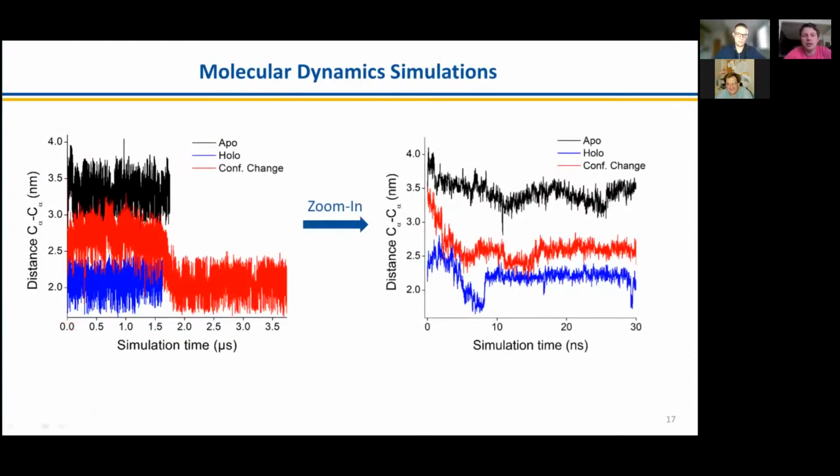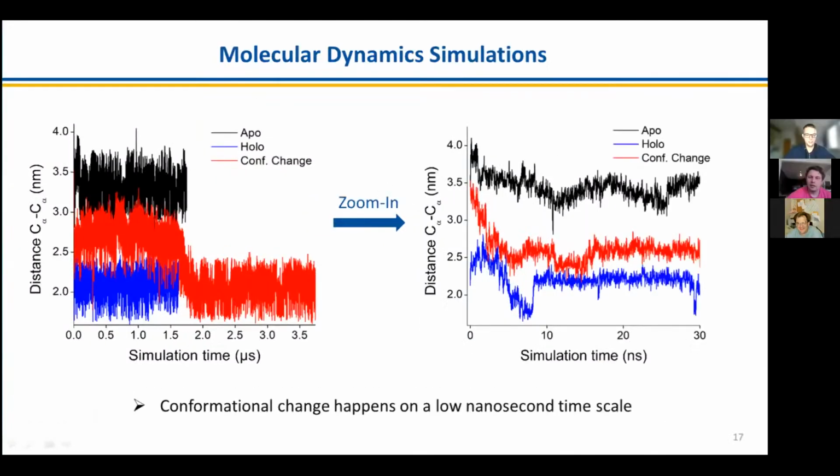What happens if we simulate the conformational change is that we start at the level of the apo state over here. Then we have an extremely fast switch. It takes about 7 nanoseconds before we end up in an intermediate region, before we switch down again to the level of the holo state on a nanosecond timescale. So MD basically shows us that the conformational changes happen on a low nanosecond timescale, which is way faster than what we could resolve with the MHQ device.